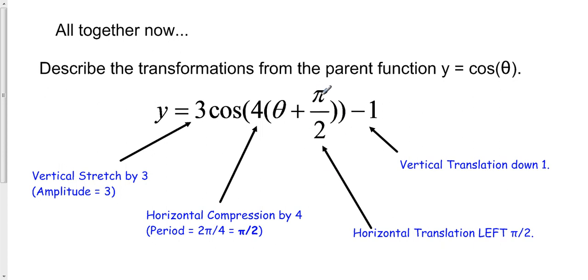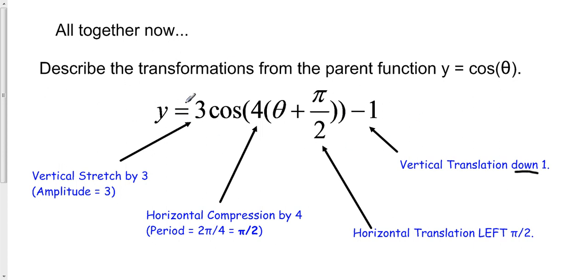The pi over 2 on the inside, that moves it left and right. If it's plus, that's going to move it to the left. So this is going to be a horizontal translation to the left, pi over 2. And then the -1 on the outside, that moves it up or down. And since it's minus, it moves it down 1. Okay, so this is essentially all the transformations.